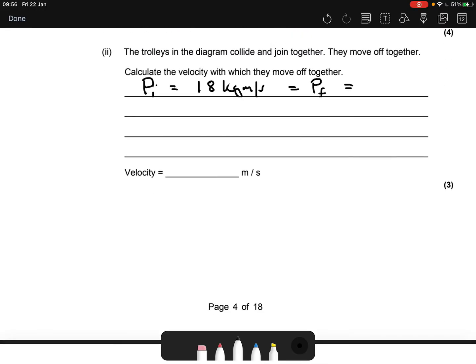So momentum equals mass times velocity. So I've got 18 is equal to 12 times the velocity. So 18 over 12 equals the velocity. So 1.5.